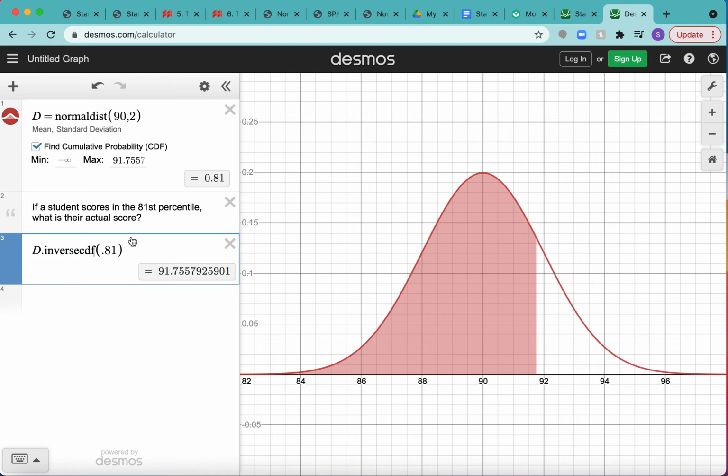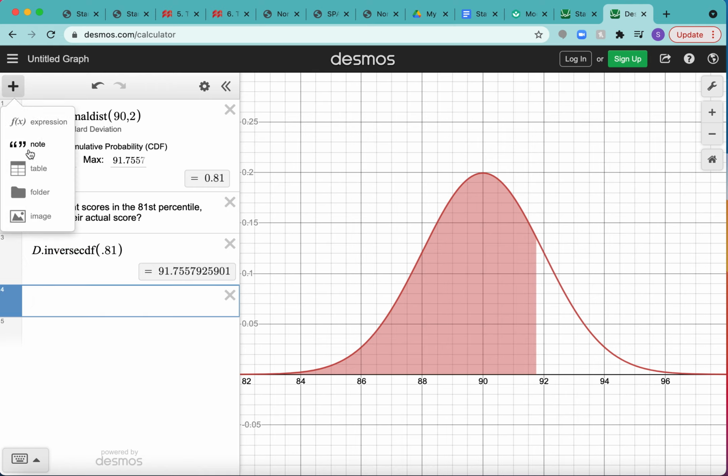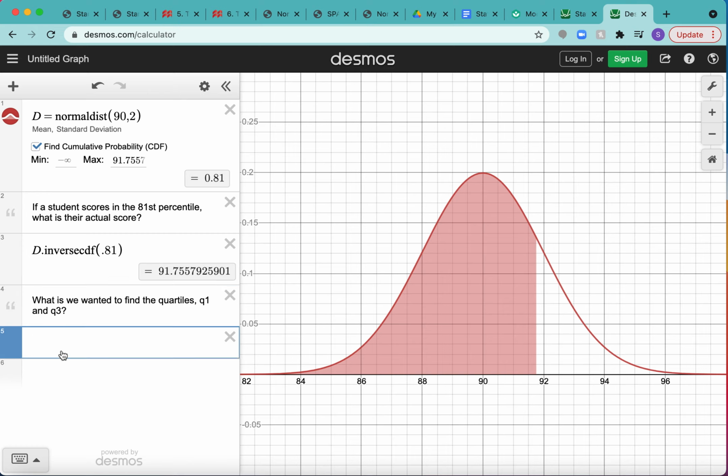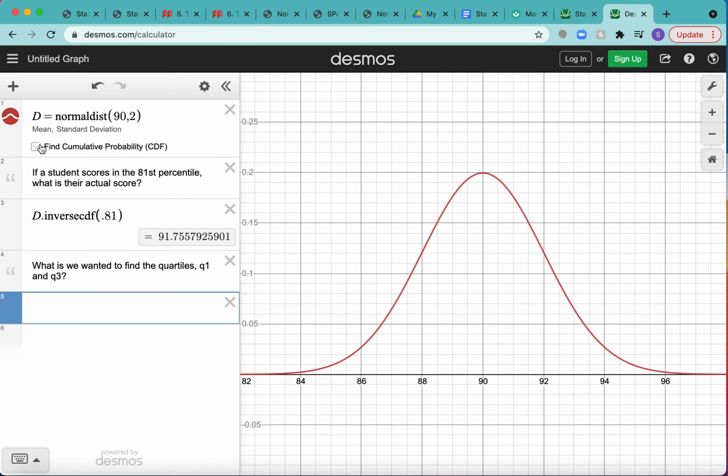Now we could do other things too. What if we wanted to find the quartiles, Q1 and Q3, for this distribution? Well, luckily we've got this normal distribution already given here. I'm going to take away this part. So if we wanted to do this, we'd say, okay, I need to know the 25th percentile and I need to know the 75th percentile.